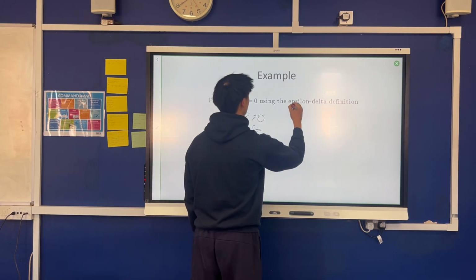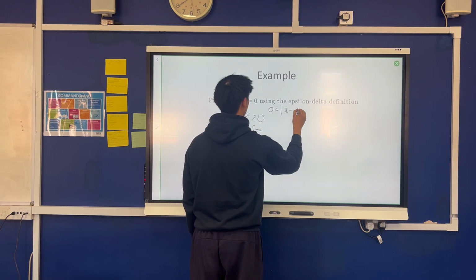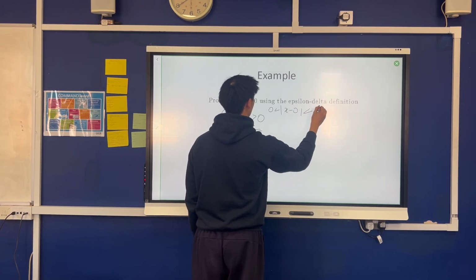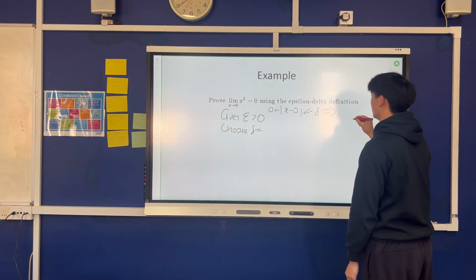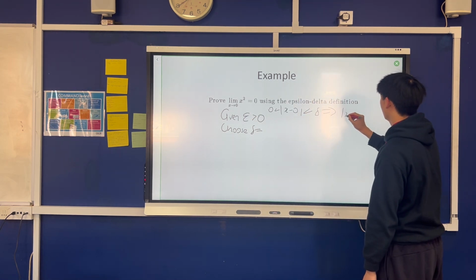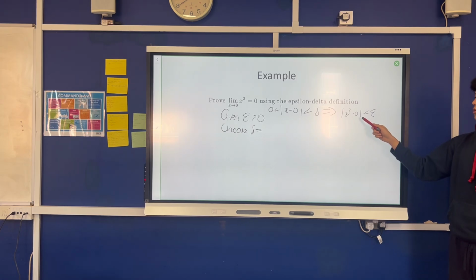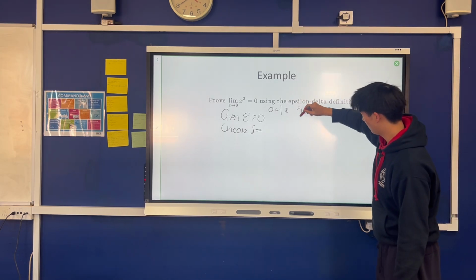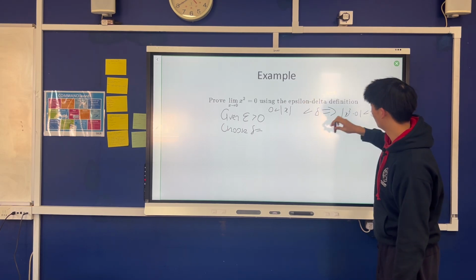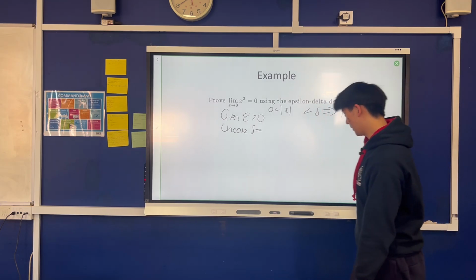We need this to be true, basically. So whenever this is true, we can obviously simplify this down to just mod x and mod x squared. So we're going to start from this expression.